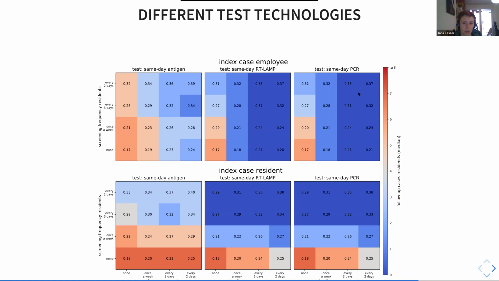In the top row is a scenario where we introduce the index case through an employee. In the bottom row is introduction of the index case through a resident. And quite obviously, if you introduce the index case through a resident, then screening the residents will be more effective. In scenarios where you screen the residents often, you will end up with the lowest outbreak sizes, whereas in scenarios where you screen the employees and don't screen the residents, you will get large outbreak sizes.